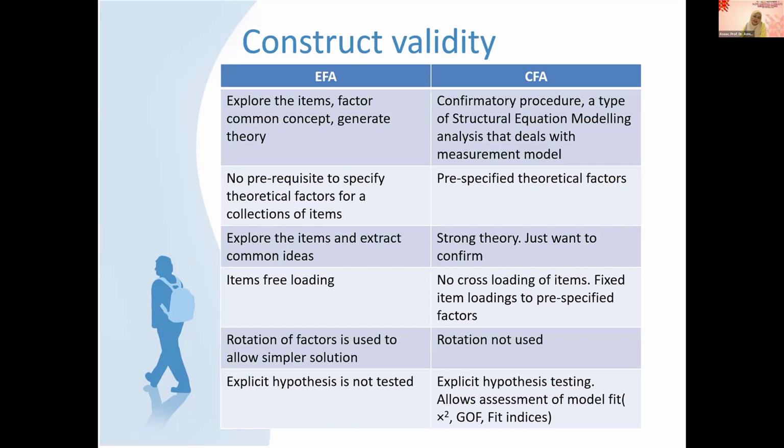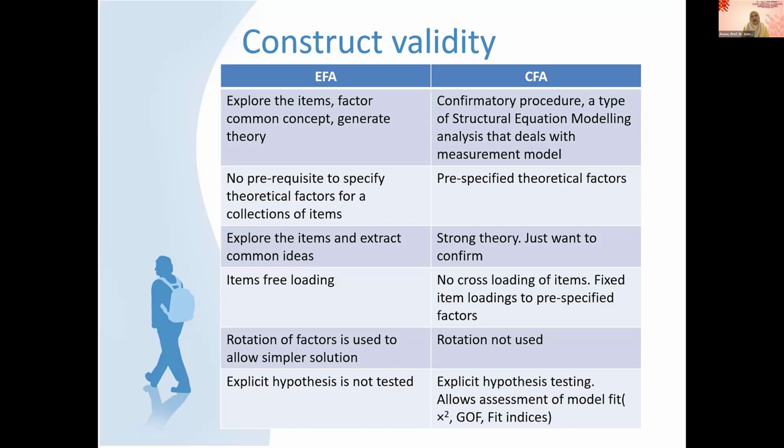Because E means exploratory, C means confirmatory, meaning that you have to confirm your questionnaire, and you have to do structural equation modeling to do this CFA. EFA you can do by SPSS. CFA you cannot do by SPSS alone; you need to use SPSS with AMOS, which has structural equation modeling. And to do CFA, you need to have some pre-specified theoretical factors. There is some theory behind.